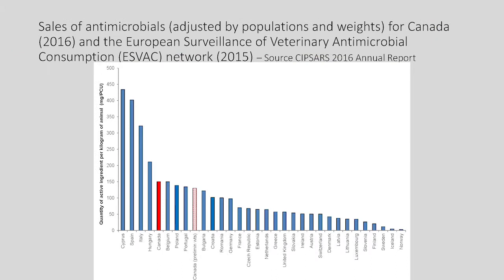This also comes from that CIPARS data, and I actually want to point this out for 2 reasons. So this is the sales of antimicrobials. Again, this is that CAHI data, adjusted by population and weight for Canada in 2016. And what they're doing is they're ranking the countries. This graph makes my skin crawl. I can't even begin to tell you how upsetting this graph is. So somebody from the audience, does it make you proud to see Canada as number 4? No, of course it doesn't, right? Of course that's an upsetting graph for us to look at.